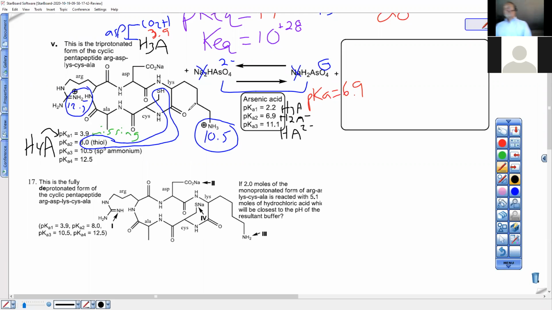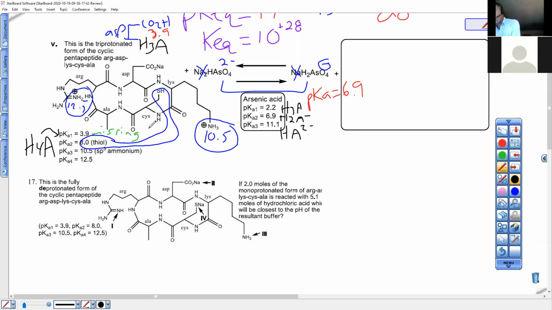That's the question. We have a species here that's missing an H. It picks up an H from this and becomes this species here. Just think about this reaction backwards. Well, I know the order these things come off. 8 comes off before 10.5 comes off before 12.5.